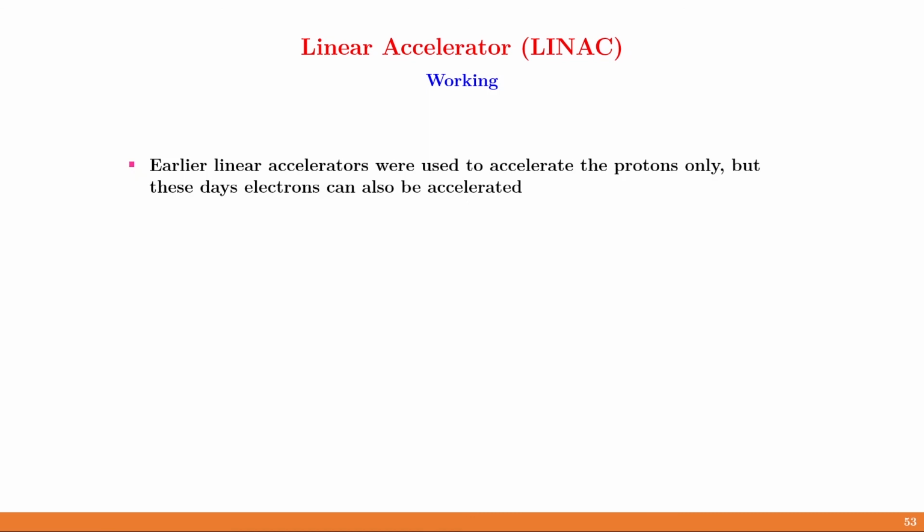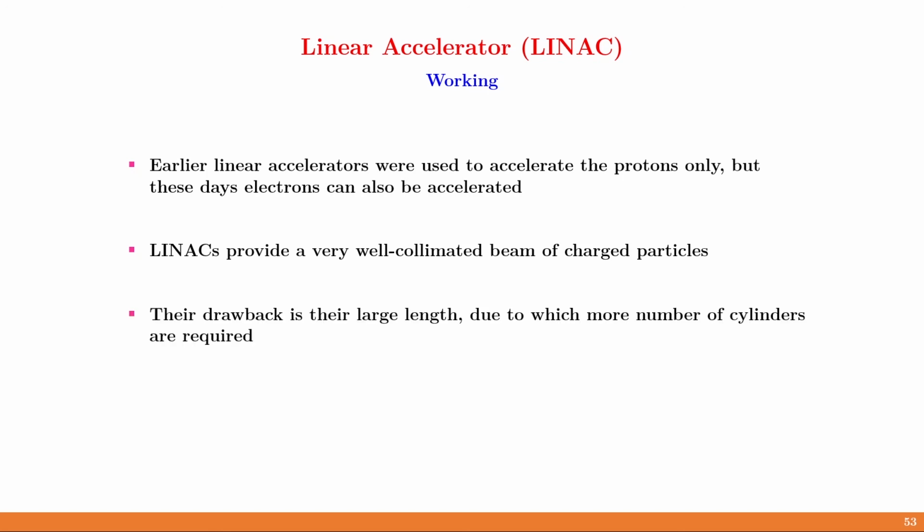Earlier, linear accelerators were used to accelerate protons only, but these days electrons can also be accelerated. Linacs provide a very well collimated beam of charged particles, and their drawback is their large length, due to which more number of cylinders are required.